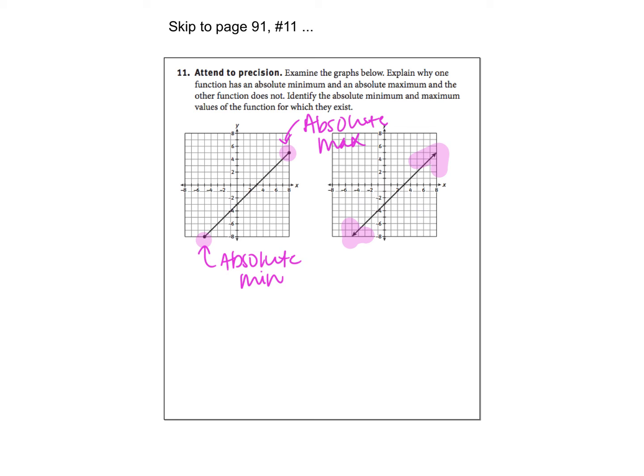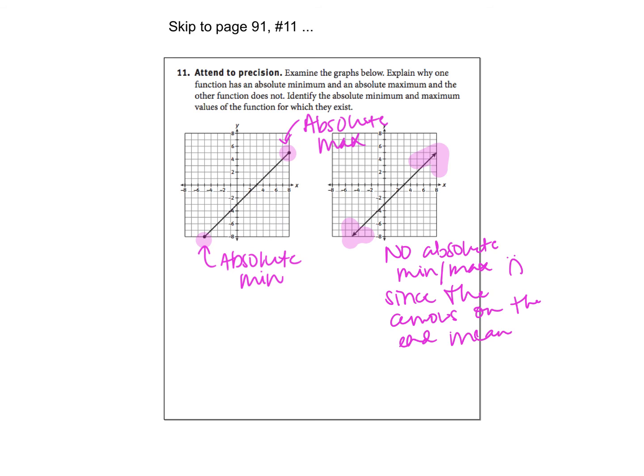So if we look at the graph on the right, we can see there is no absolute min or max. And we can say, since the arrows on the ends mean the function, oops, sorry, my pen's running out. The function keeps going on forever. So go ahead and write that on down.